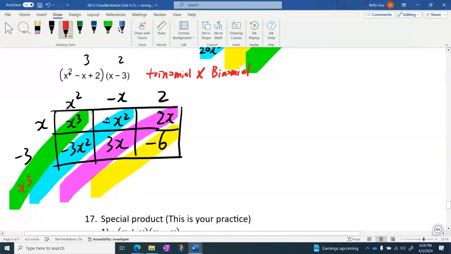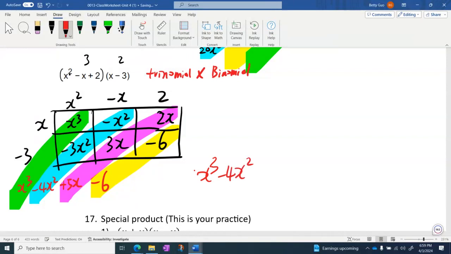The blue, you see the two terms on the blue, they are like terms, right? Negative x squared, negative 3x squared, they should add up to negative 4x squared. And the two terms on the pink are also like terms. 2x plus 3x is 5x. And then the yellow, one term in the yellow, negative 6. And that's the result. That's the multiplication: x cubed minus 4x squared plus 5x minus 6.